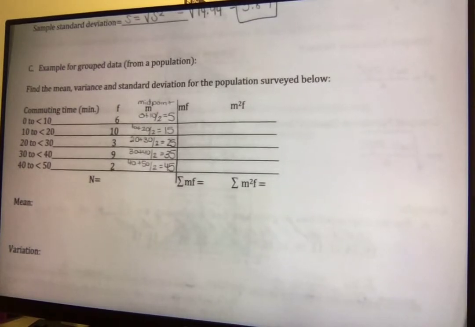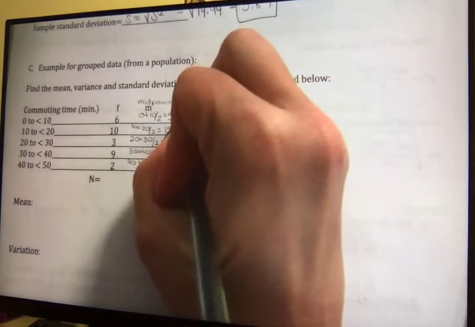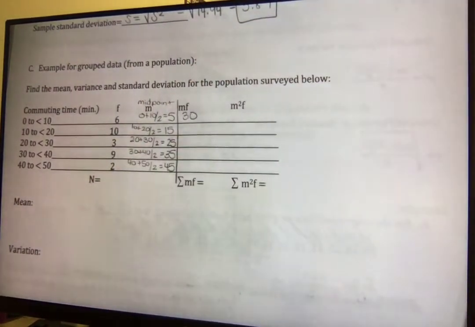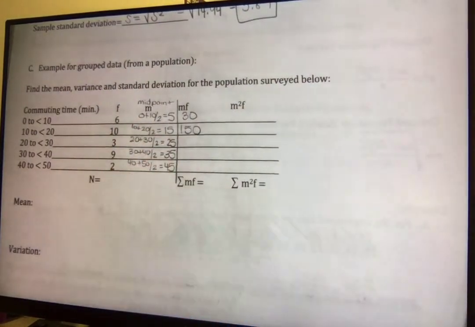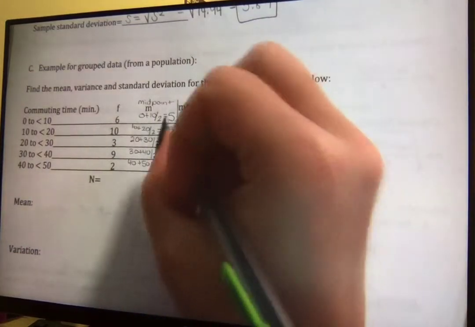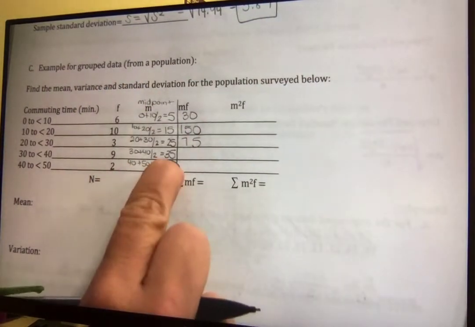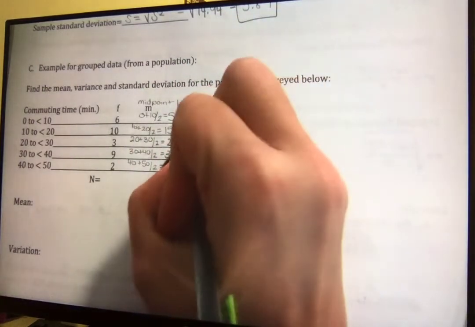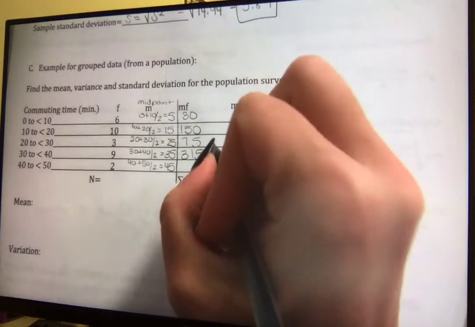So now taking M times F, taking our midpoint and multiplying by our frequency. So 6 times 5 gives us 30. 10 times 15 gives us 150. 3 times 25 gives us 75. 9 times 35 gives us 315. And 2 times 45 gives us 90.